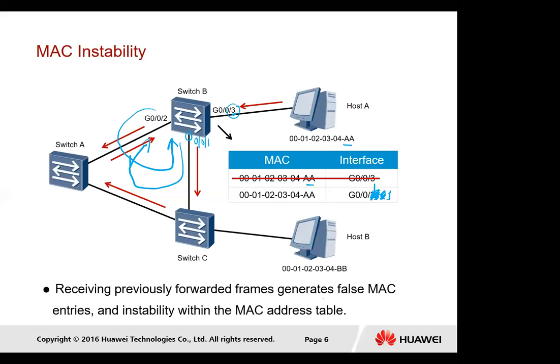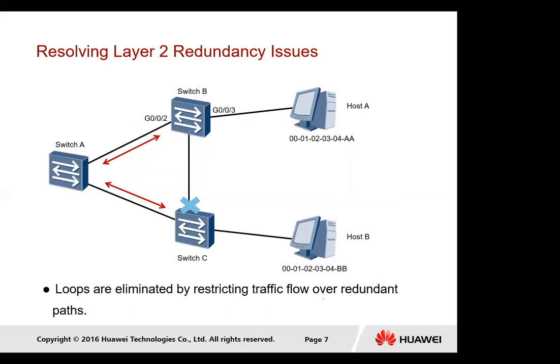All right. So those are the 2 issues created when you have layer 2 redundancy. Without spanning tree enabled, you easily get a broadcast storm and MAC instabilities. To resolve the layer 2 redundancy issue, it's very simple. You just have to shut down one of the interfaces manually, or use the spanning tree protocol to allow the switches to decide by themselves, doing their own calculation.